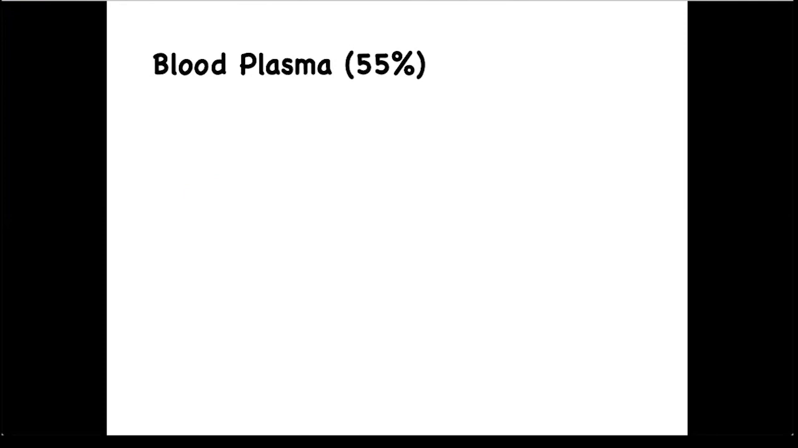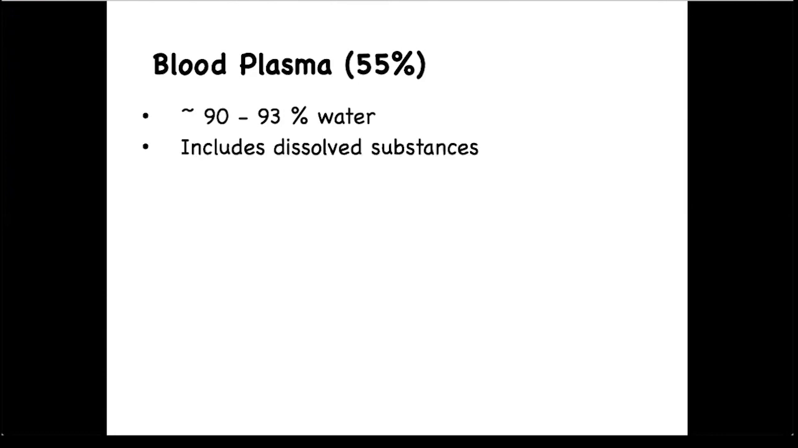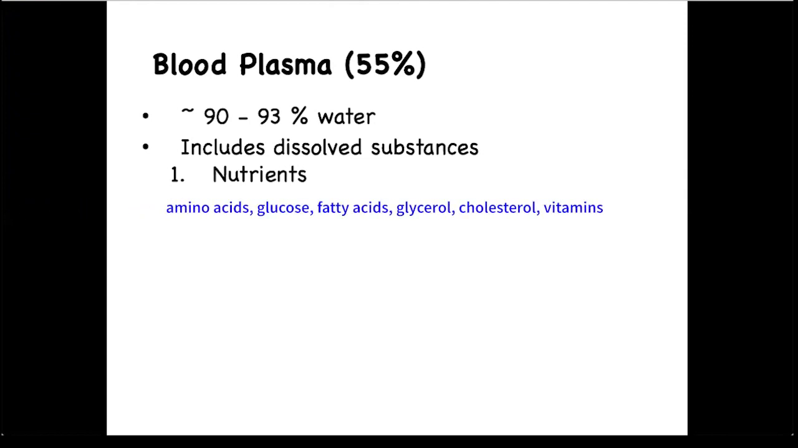We're going to begin with the plasma. Plasma is primarily water. The amount of water is dependent upon the level of hydration, but on average, about 90 to 93% of your plasma is water. In that water, you have dissolved substances, such as nutrients. These include amino acids, glucose, fatty acids, glycerol, cholesterol, and vitamins.